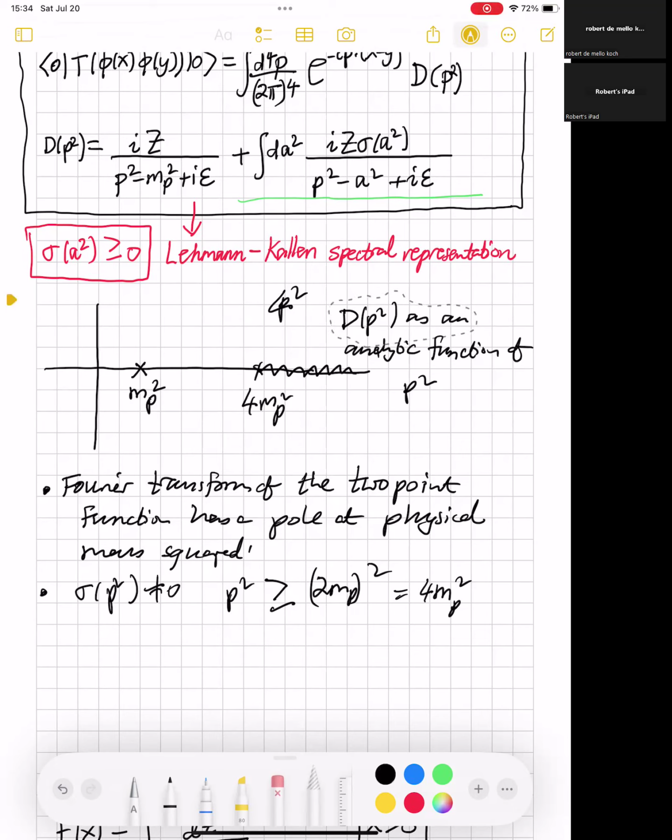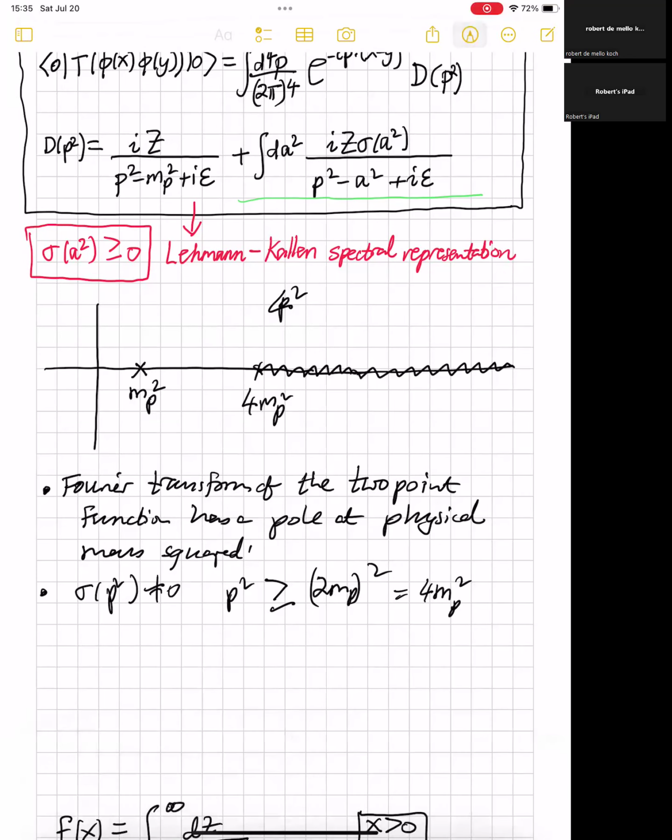Okay. Sorry, let me just remove this. I want a bit more space here. So d of p squared as an analytic function is not single valued across this cut. Where is the physical value of d of p squared obtained? This region over here, the two-point function, is physical in this region here. Okay.